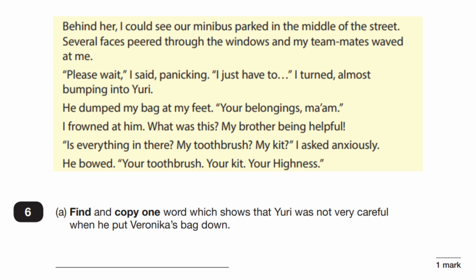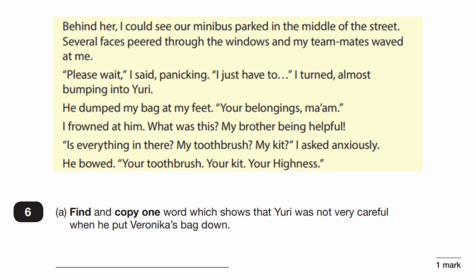So, dialogue between brother and sister, brother being helpful, sister doesn't expect it. And the question, number 6, was A, find and copy one word. Now you see that's in bold, find and copy. So we know it's just one word, which shows that Yuri was not very careful when he put down Veronica's bag. Yuri's the brother, Veronica is the sister.